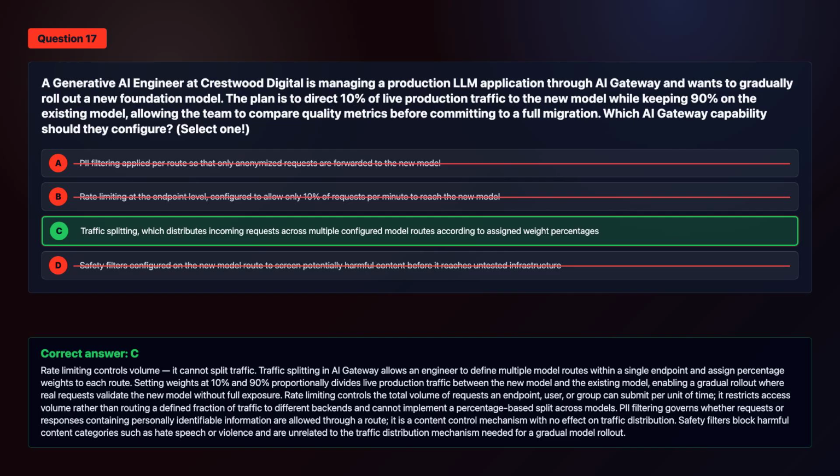Rate limiting controls the total volume of requests an endpoint, user, or group can submit per unit of time. It restricts access volume rather than routing a defined fraction of traffic to different backends and cannot implement a percentage-based split across models. PII filtering governs whether requests or responses containing personally identifiable information are allowed through a route. It is a content control mechanism with no effect on traffic distribution. Safety filters block harmful content categories such as hate speech or violence, and are unrelated to the traffic distribution mechanism needed for a gradual model rollout.